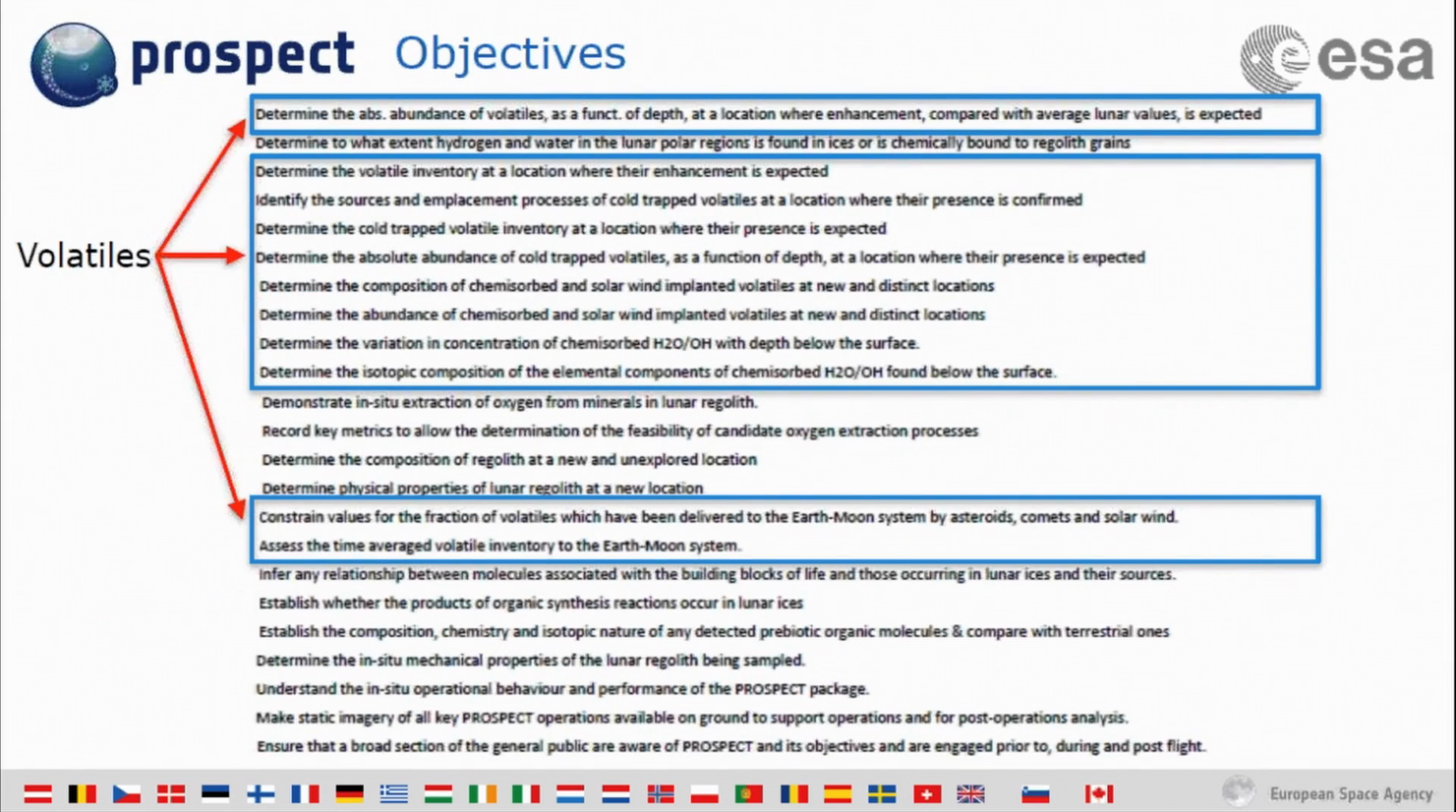Next slide, please. So in this slide, you'll see the list of the objectives that Prospect is designed to address. The ones highlighted in blue are all specific to volatiles: understanding their inventory, their locations, their abundance, their isotopes, where they're from, looking both at chemisorbed and physisorbed volatiles. Also, it's worth noting, based on one of the earlier presentations, some of these are looking at the possibility that organics are present, and whether we can identify them. I won't go into these in detail now, but I'll give you a highlight of some of the key ones in the next slide, please.